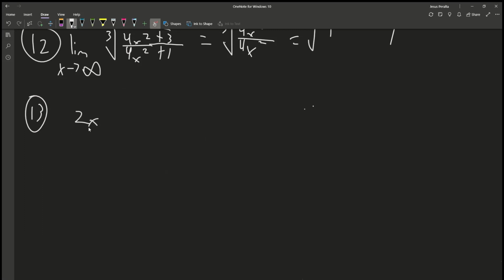Going back to number 13. Number 13 is 2x minus 3 over square root of 2x squared plus 1, the limit as x approaches negative infinity. So we are going to do square root of 1 over 2x squared.